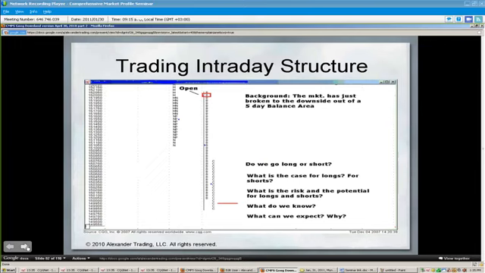Now, this is a good one. Okay, here's the background. The market has just broken to the downside out of a 5-day balance area. Opened here, you have this wide range down. Do you go long or short here? Or anything? You didn't take a trade, you're sitting here looking at the market. This is the background. What do you do here?